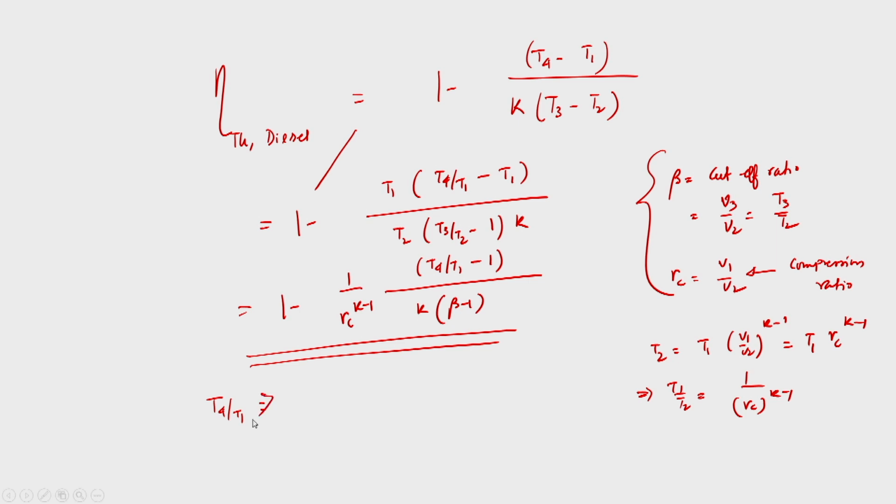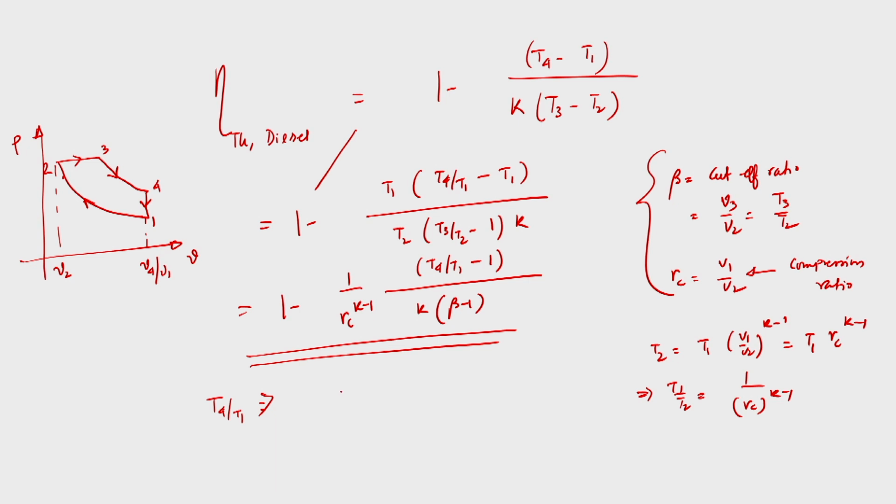So, what is T4 by T3? If I recall the PV diagram over here, process 1 to 2 was like this, then 2 to 3 was the combustion process, the constant pressure process, and this was 4. So, this is 1, this is 2, this is 3, this is 4. This is P and this is V; V2 is the volume at TDC, and this is V4 or V1, the volume at BDC. So, now T4 will be equal to, that is isentropic expansion.